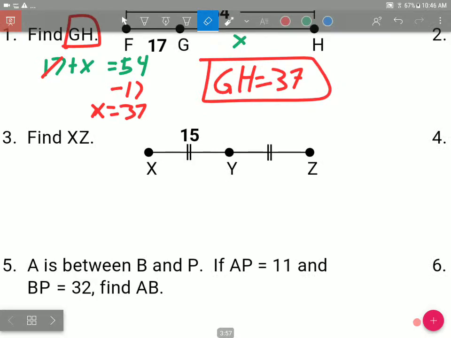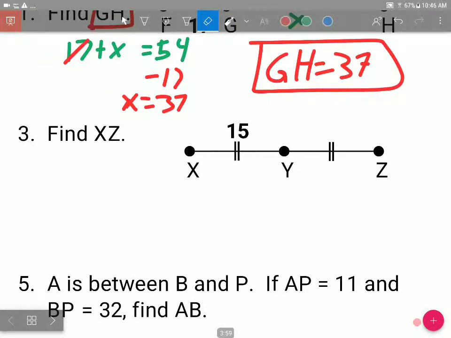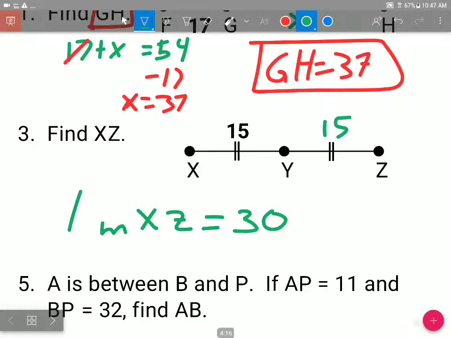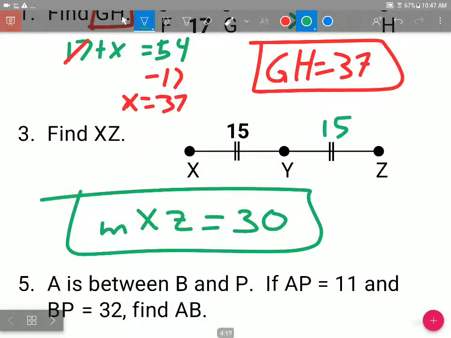All right. Number 3. So if I know this one is 15, I know which one is also 15, the other one. So therefore, X to Z must be 30. I know, those are the easy ones. Do number 4 real fast.